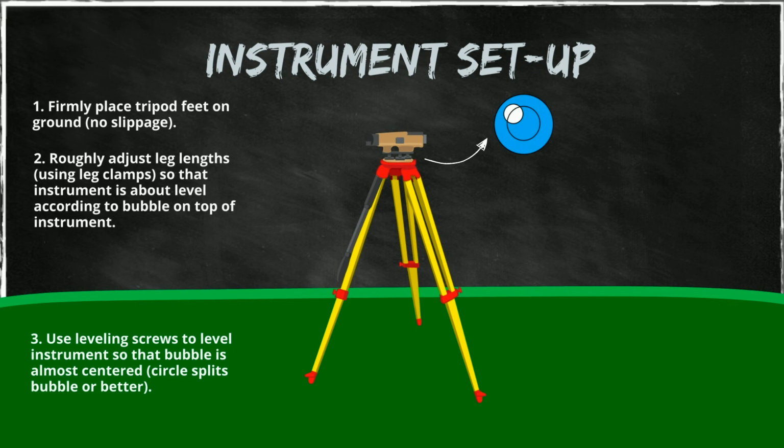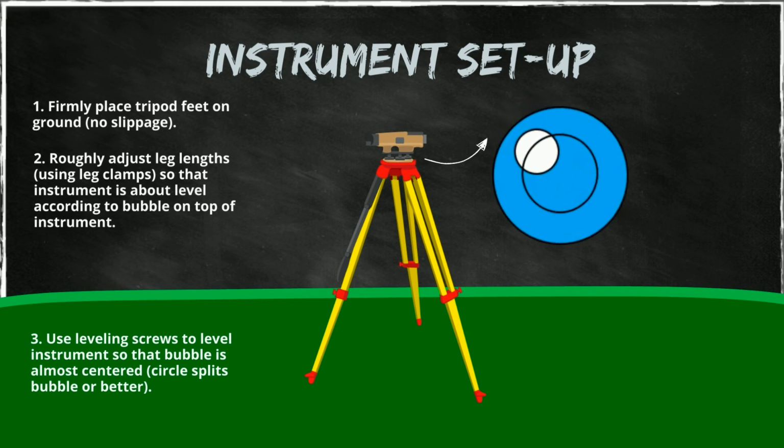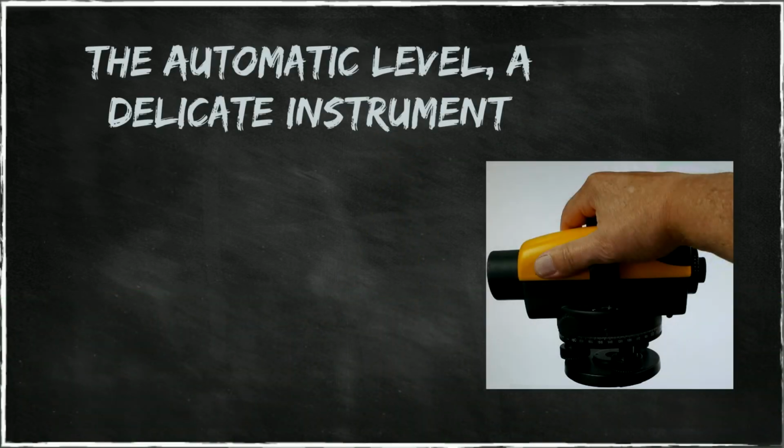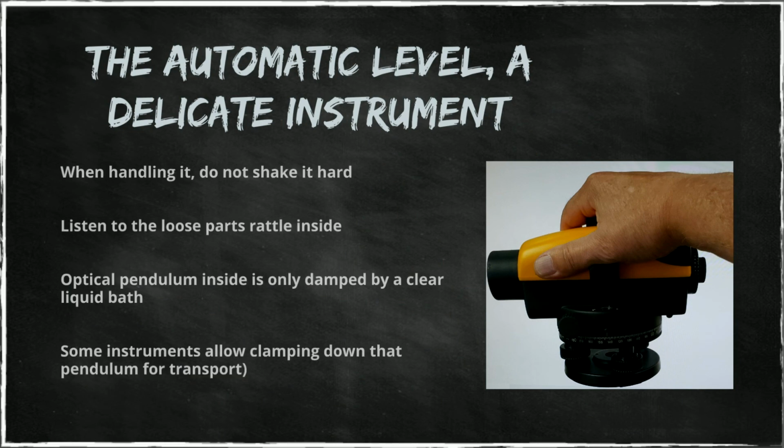Why am I saying close to the center and not to the center? If the bubble is at least split by this ring, then the instrument will take over and finish the leveling for you. That's why it's called an automatic level. This instrument has a pendulum inside, an optical pendulum that allows the last bit of leveling to be done automatically.